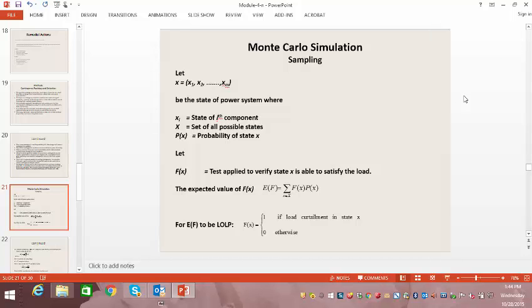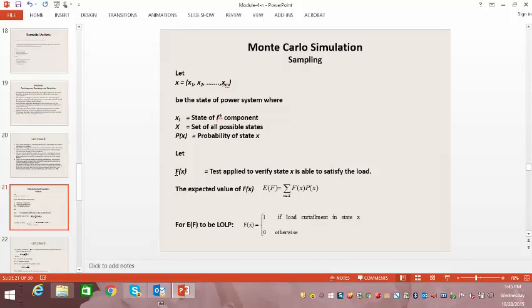Now, in the sampling method, you can describe it like the following. Let us say X is a system state, and the system state consists of the component states. So these are the components, and this is the system. So Xi is the state of the ith component, and X is the set of all possible states. All these x's are members of X, and the probability of the state x is given by P(x).